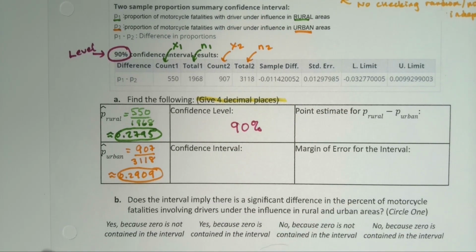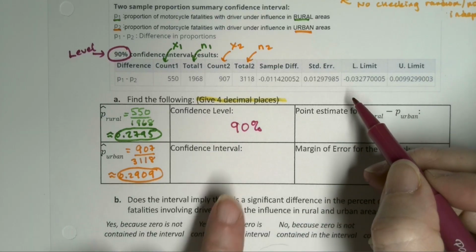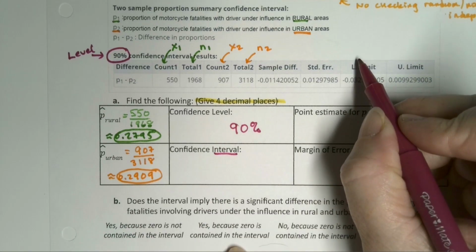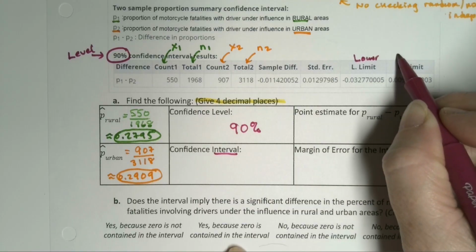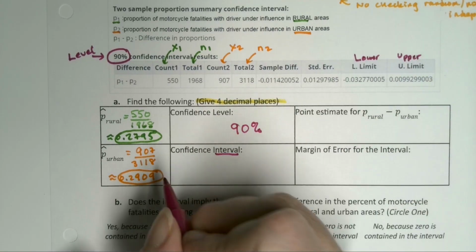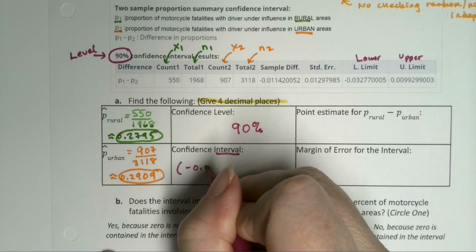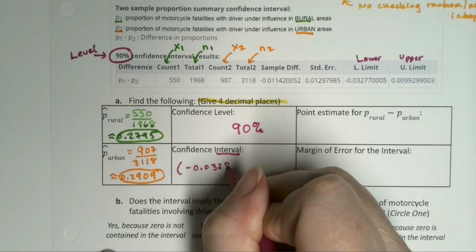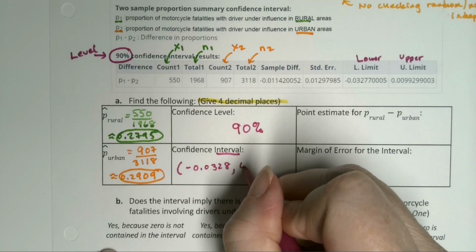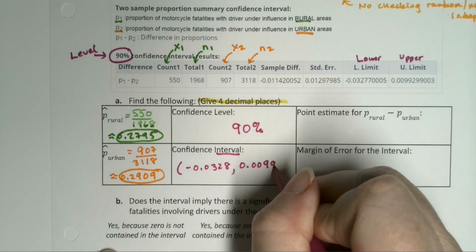Well, that was easy. Also easy is the interval. The interval itself is right here because this is the lower and this is the upper. So the lower and the upper, and it says 4 decimal places. So negative 0.0328, comma, 0.0099.